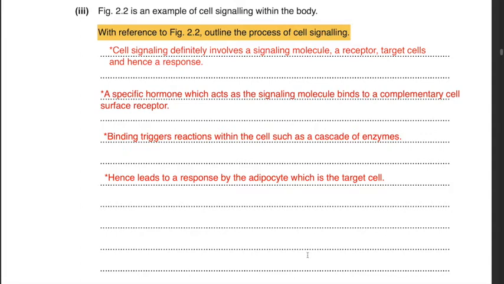Binding triggers reactions within the cell such as a cascade of enzymes. That will give you your 3rd mark. And finally, it leads to a response by the adipocyte which is a target cell. And that gives you your full 4 marks because 4 points are mentioned. Again, how do you outline the process of cell signaling? You should definitely remember signaling molecule binding to a specific receptor which is complementary in shape. Binding will trigger the reactions within the cell such as a cascade of enzymes as shown in Figure 2.2. Then that leads to a response by the adipocyte which is a target cell.